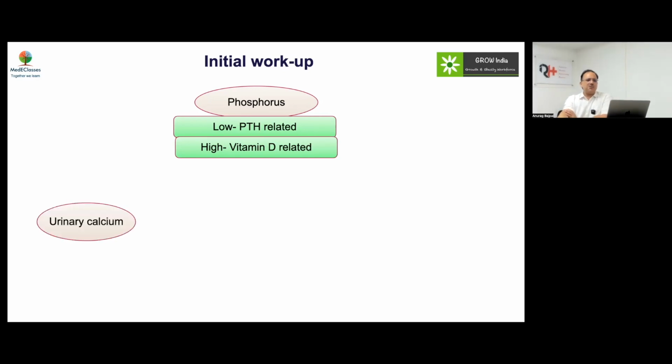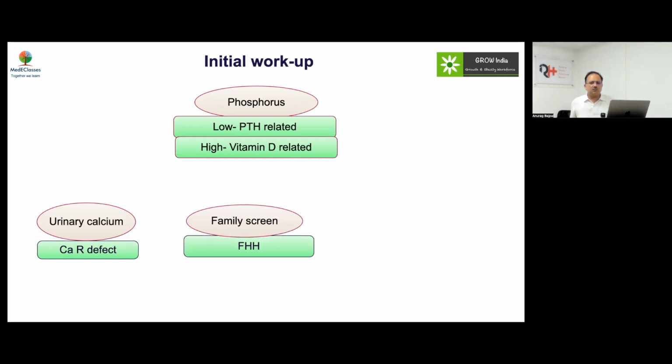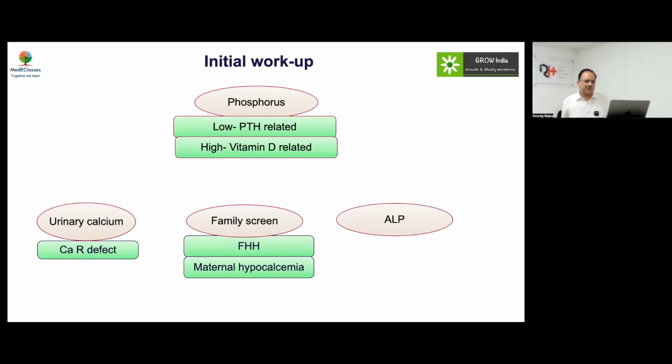Urinary calcium, again, you expect anybody with hypercalcemia to have a high urinary calcium. If your urinary calcium is on the lower side, you're dealing with a calcium sensing receptor defect. Always in the newborn period, get a family screening done for both mother and father to look for familial hypocalciuric hypercalcemia or familial benign hypercalcemia. Especially also look for maternal hypocalcemia. As we discussed, maternal hypoparathyroidism or long-standing maternal vitamin D deficiency causing hypocalcemia will cause the reverse scenario, like an infant of a diabetic mother has hypoglycemia. Here you will have hypercalcemia, which is transient.